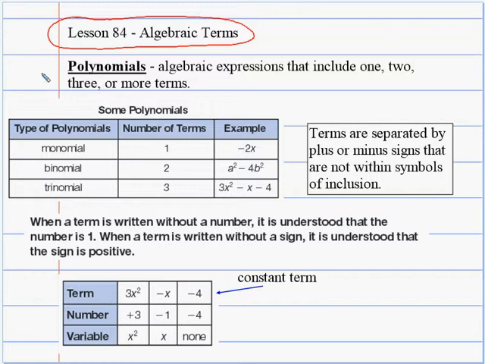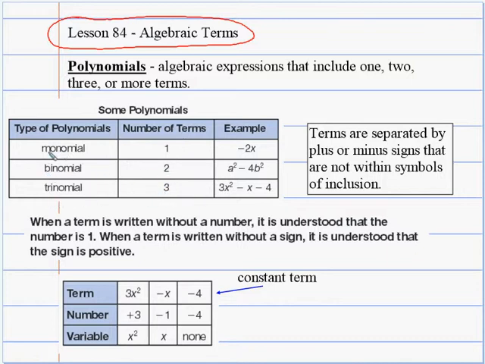So first we have some vocabulary. Polynomials, those are algebraic expressions that include 1, 2, 3, or more terms. And here's a chart that I want you to copy into your notes with some polynomials. Okay, this is not an example of every polynomial, just some. We can call them different names based on the number of terms. So a monomial has 1 term, binomial has 2, and trinomial has 3.